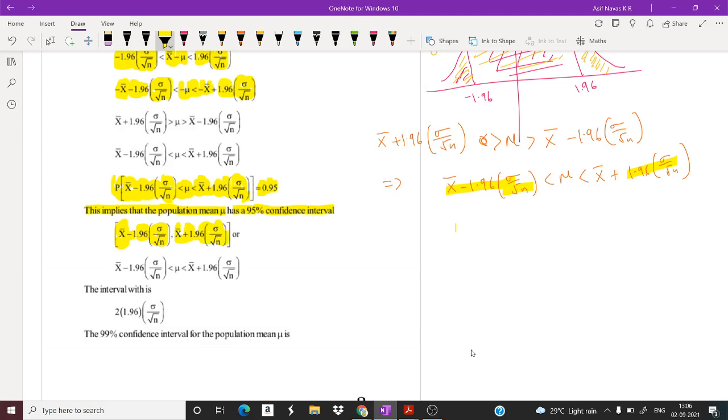That is, our unknown mean of the population. We don't know what the population mean is and we only know the sample mean. And we can have 95% confidence that the population mean will be in this interval. So that is the 95% confidence.